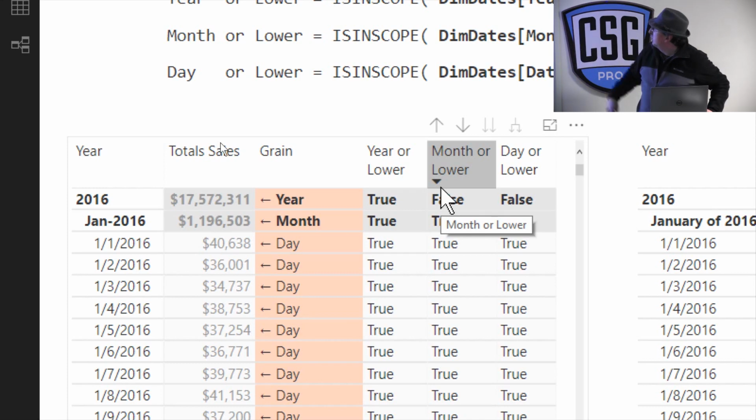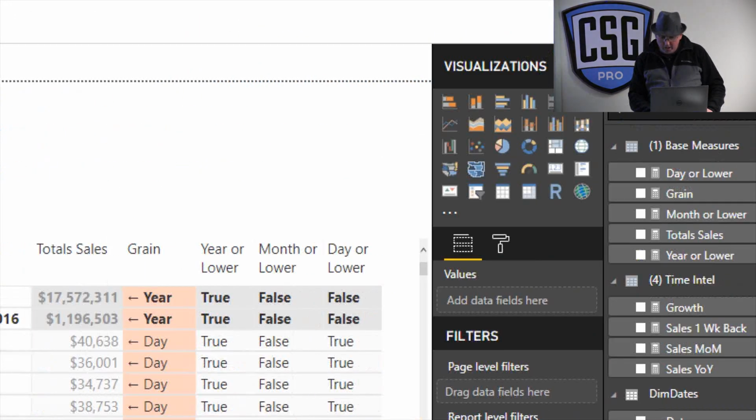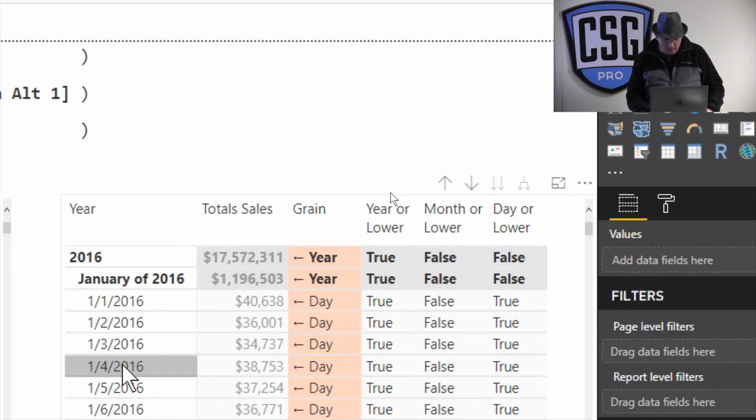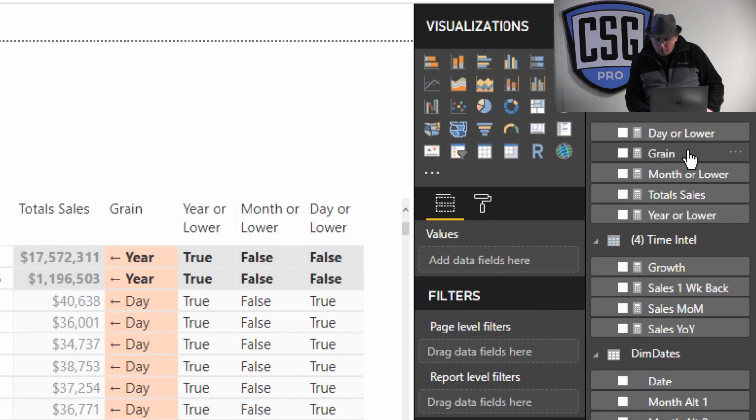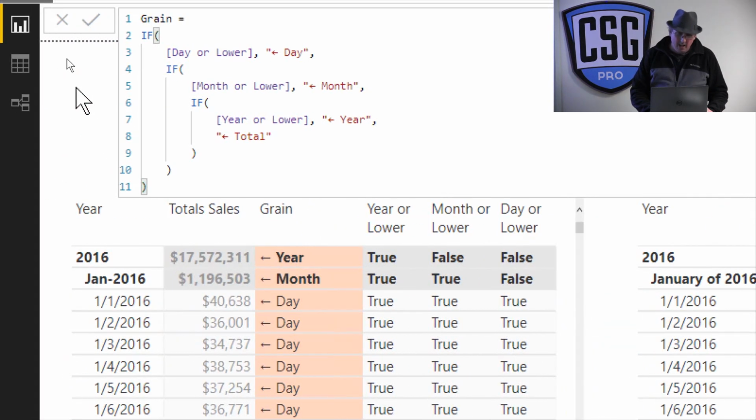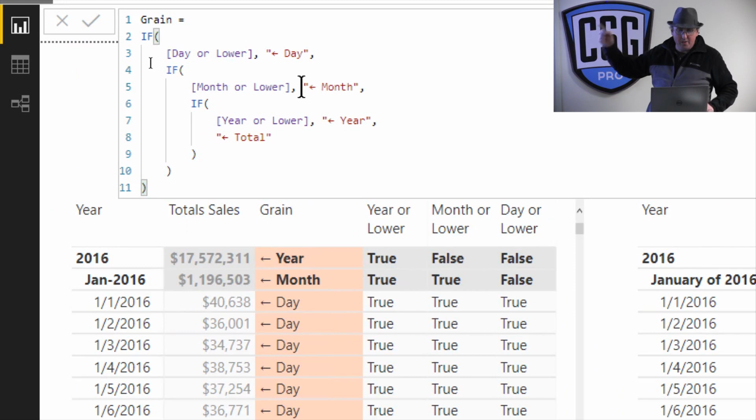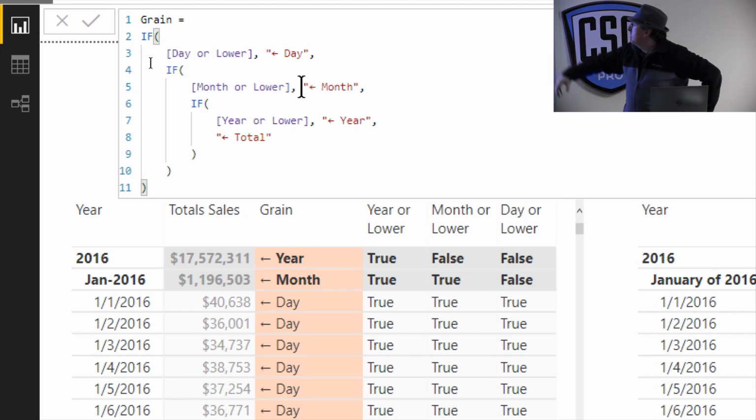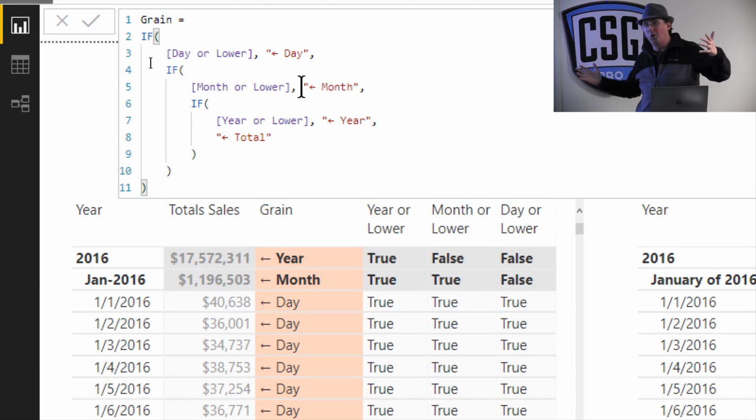Once you've got this working, it's pretty simple to build a formula like how I got this little orangey guy right here. We pop over to grain, and all you do is check: am I at the day or lower? Then do that. If you're not, move up the chain. Am I at the month? If I am, go do that. If I'm at the year, then go do that. And if I'm not at any of those, you do the grand total. It's important to start at the lowest layer and work your way back up. That's how you get the correct answer. If you do it the other way, it won't work very well. But as you can see, it's pretty darn easy.